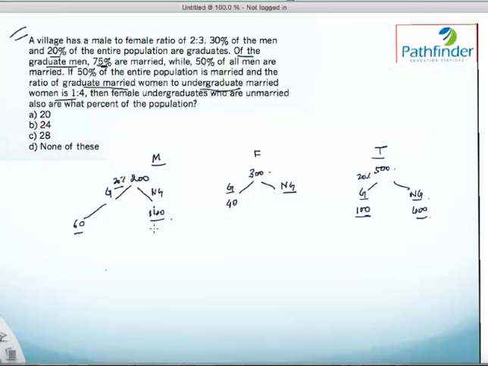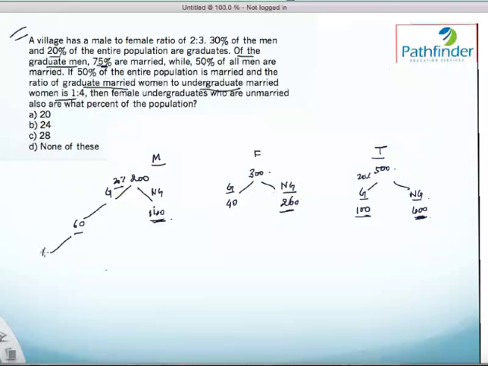And by the same logic, the female non-graduates and the male non-graduates must add up to 400. So this number must be 260. So 140 male non-graduates plus 260 female non-graduates must add up to 400. The next information that is given to you is, of the graduate men, 75% are married.